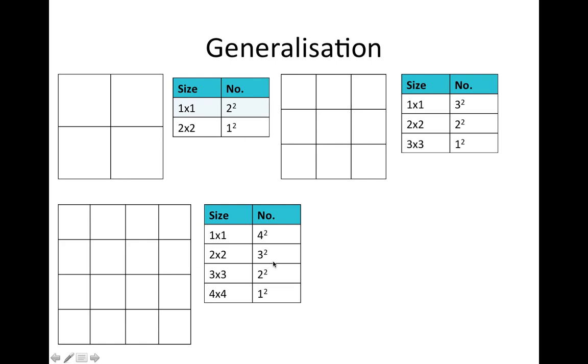To generalize this, what can we do? As you can see, all of these numbers here are squares and they go up to the size of the bigger square. There is a formula in algebra which states that 1 squared plus 2 squared plus 3 squared all the way to n squared equals n into n plus 1 into 2n plus 1, divided by 6. So we can use this formula to find the number of squares in a square of any size.